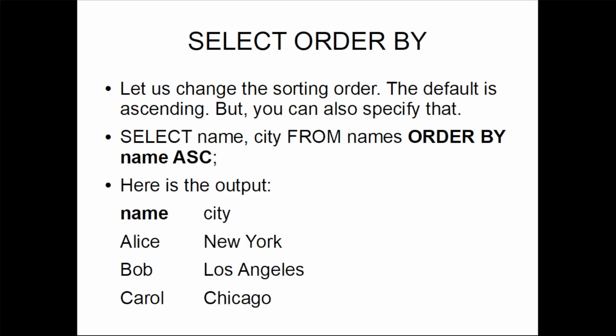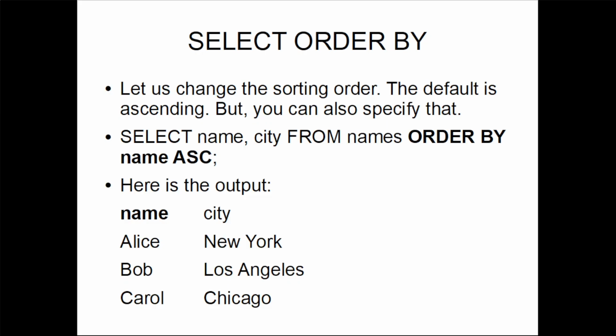Here is a handy tip: ascending order is the default for order by, so you can skip the ASC keyword and write select name, city from names order by name. Run this query too and compare the results. You will see it is identical to the previous one: Alice, Bob, Carol in A to Z order. The ascending is optional, but as we will discuss, including it can make your intentions clearer.